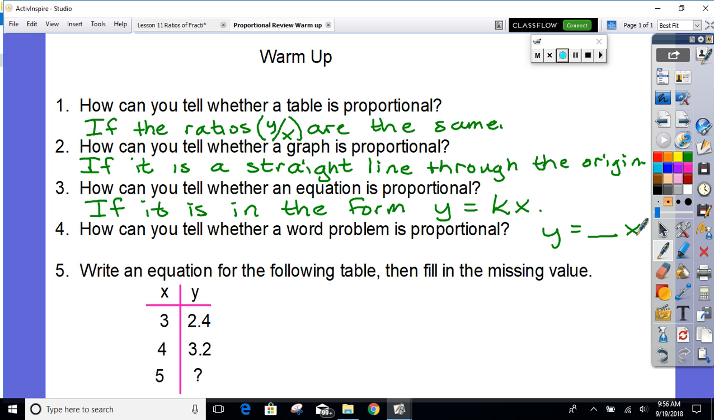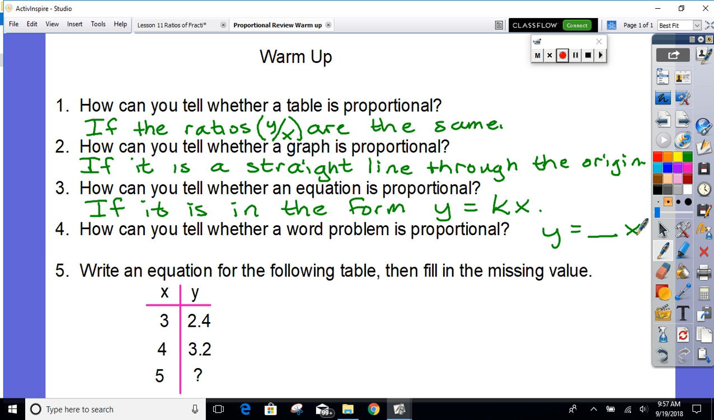Okay. Do you guys remember the one about the pizza? Maybe not all of you got to that because some of you did half of it and some of you did the other half. We had a problem where a slice of pizza cost $2 plus 50 cents a topping. If we made a table with number of toppings and total cost of the pizza, and we had 0 toppings, would it be free? No. So if a word problem does not contain the point 0, 0, if 0 of something doesn't result in 0 of something else, then it's not proportional.